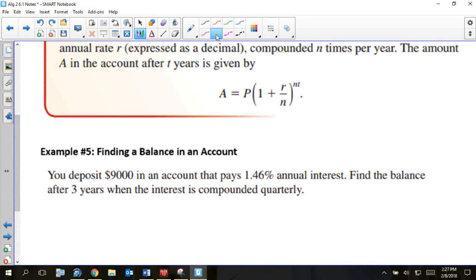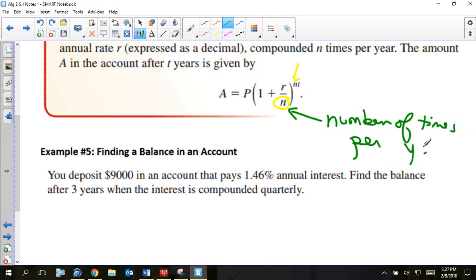So this one, oh, and also, sorry, one more thing. The N is the number of times per year. The number of times per year, and then everything else we've seen. We've seen R, which is percent over 100, the rate. T is the number of years. P is the initial amount. We've already seen everything except for the N part. So the N part is the number of times per year.